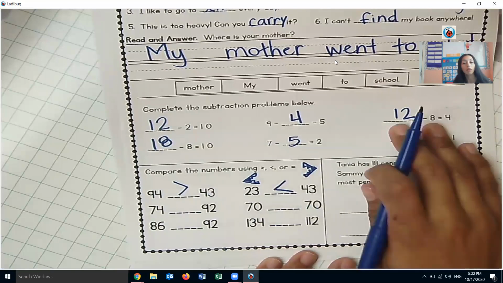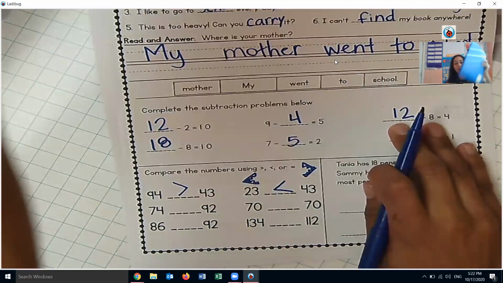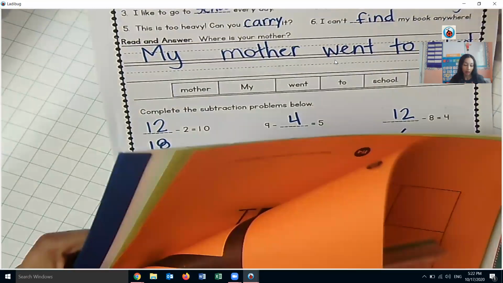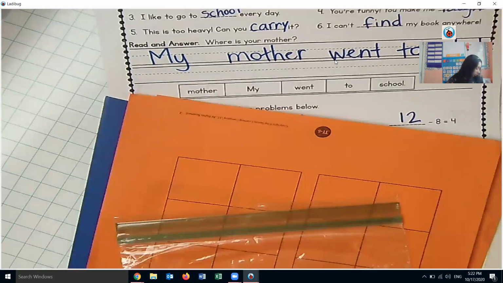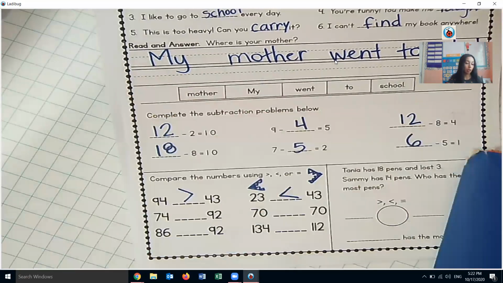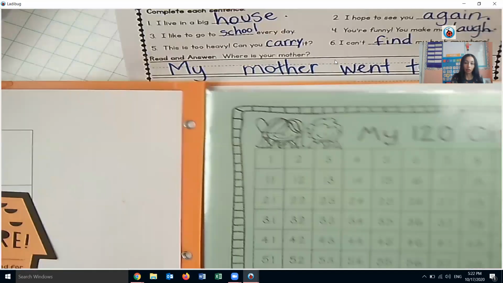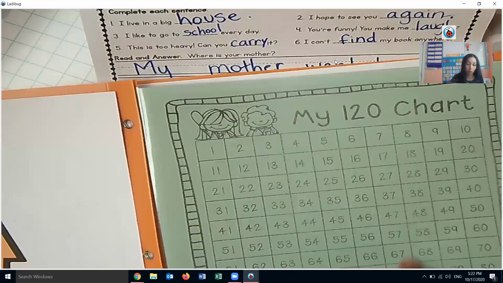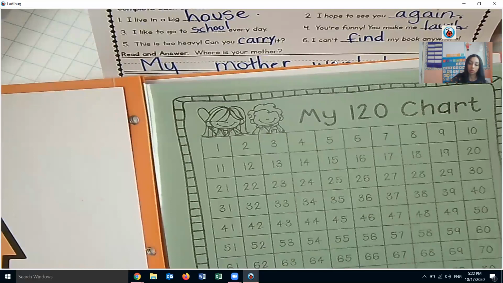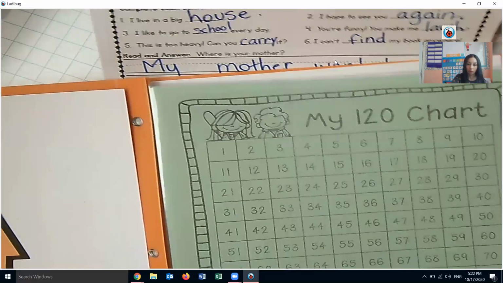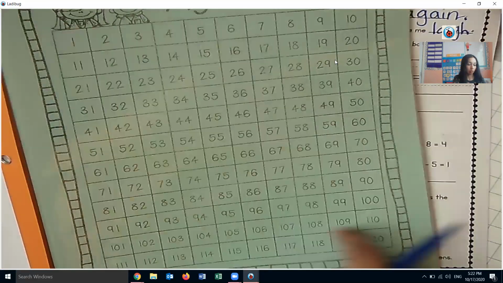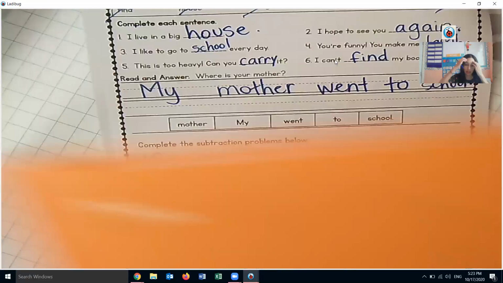Something that might be helpful to you is from your blue folder. In your blue folder, you should have a hundreds chart. Or actually, you know what? Sorry, not your blue folder. It's in your orange folder. It's that very first page. This might help you see which ones are bigger. So the bigger ones are going to be towards the bottom right corner. So as you go down and to the right, they're going to get bigger. So something that might be helpful during these lessons.